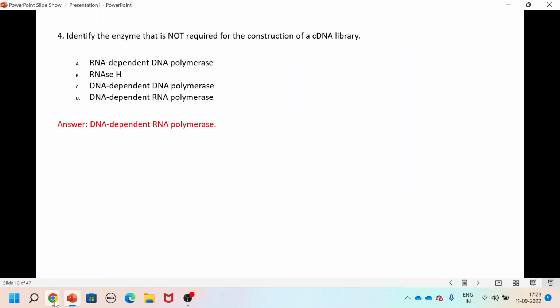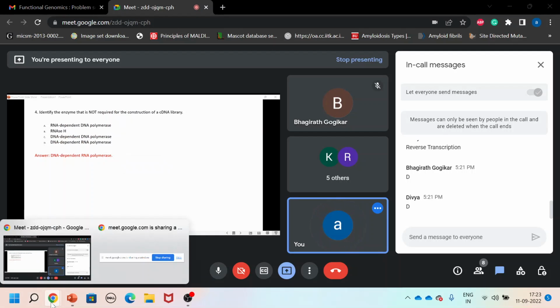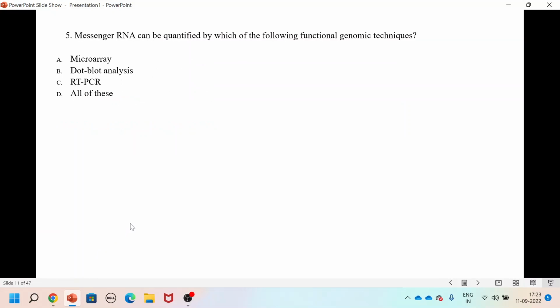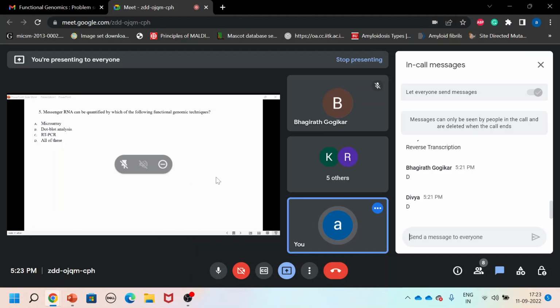Anyone has any doubt, or is it clear to everyone? Okay. So the next question is, messenger RNA, that is the mRNA, can be quantified by which of the following functional genomic techniques? Is it microarray, dot blot analysis, RT-PCR, or all of these? This is a very easy theoretical question. Which of the following techniques can be used to identify or quantify the mRNA which is present in our sample?